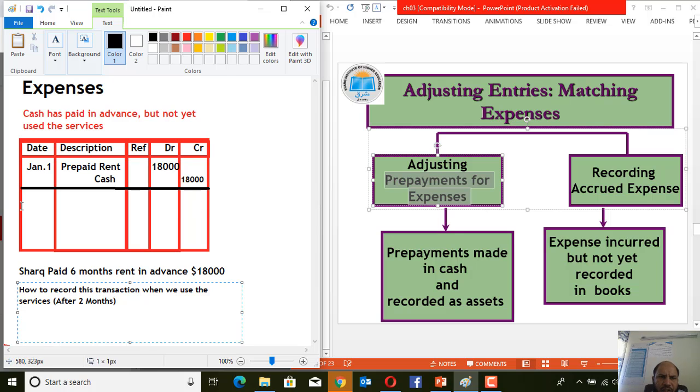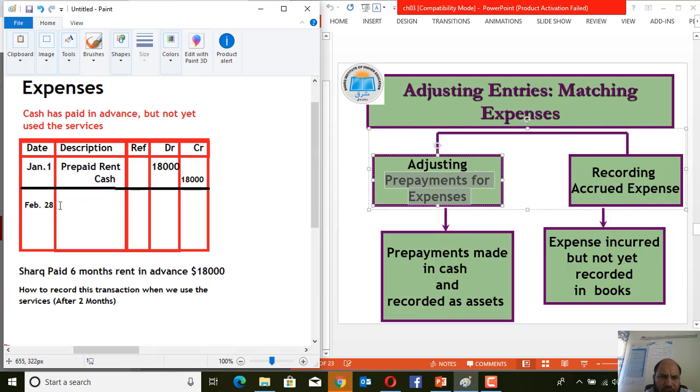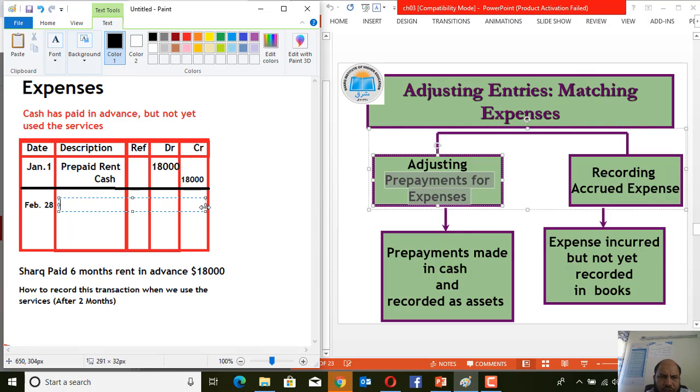So see, this is like, for example, February 28. So how we will record this transaction? So dear students, if you see, we have prepaid rent. In response, we had cash. Now we do not have any cash transaction, but only we will have the rent expenses because we used the building, and that is equal to 6,000. If we divide 18 by 6, so it is equal to 3,000 per month. So 3,000 into 2 is equal to 6,000.